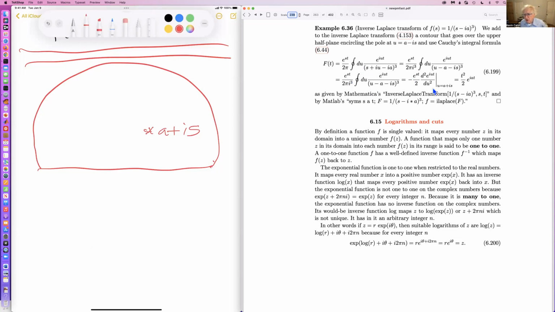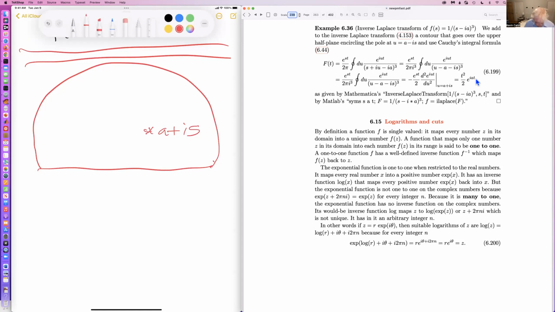And over here, well, what does Cauchy's integral formula give us for this? Well, it gives us 2 pi i divided by 2, and the second derivative of the rest of the function, apart from the pole, the second derivative of this function with respect to u, but evaluated at the pole, which is a plus is. And so the answer then is t squared over 2 e to the iat.